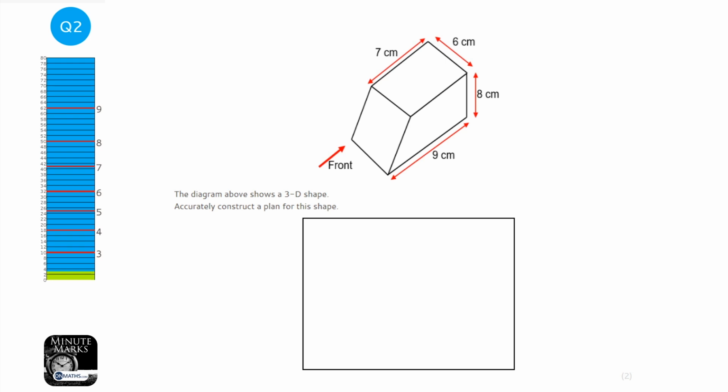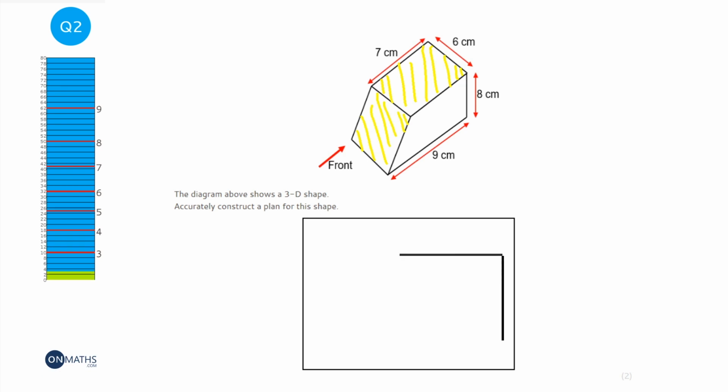So what of this shape are we going to see from the top? Well, we're definitely going to see this one. But we'll also see this one as well. Now, we've got to work out what the sizes of them are going to be. Well, the top one's easy. It's just 7 centimetres by 6 centimetres. Now, I'm not going to be able to draw this accurately because I don't have a ruler. But we can almost get it right. We can get it kind of right. And if I label it, that's going to be 7 centimetres, and that should be 6 centimetres.